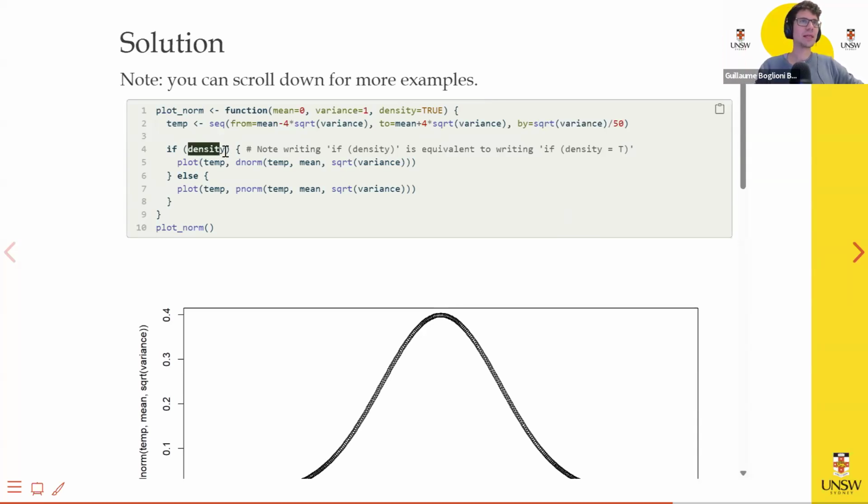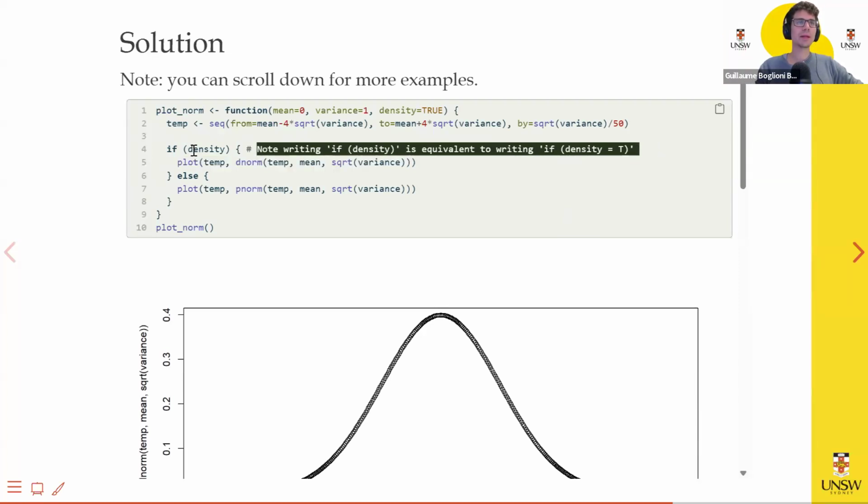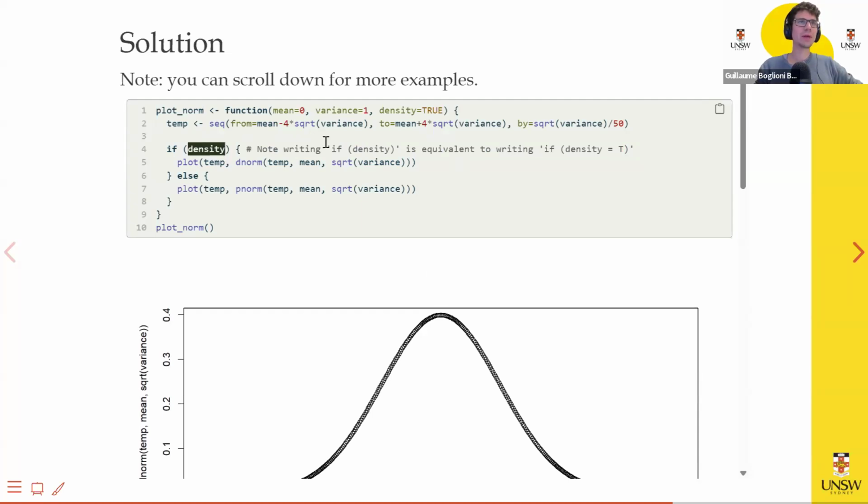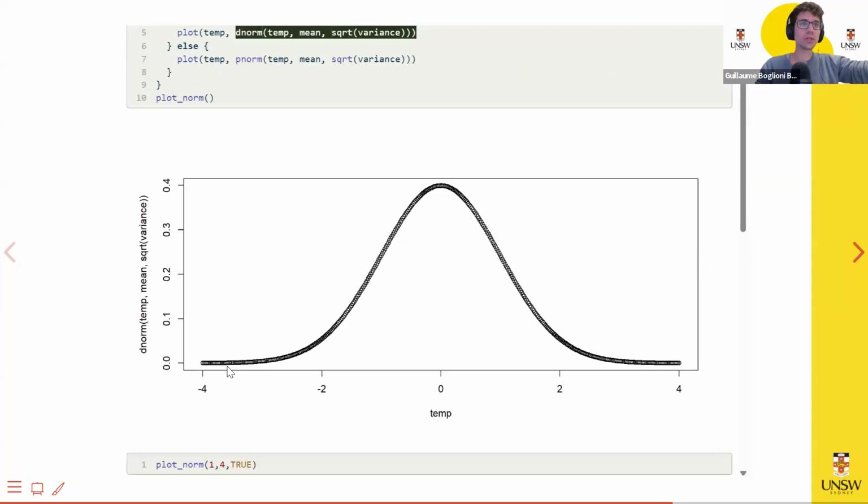And then if density, now here, this works because density is already a true or false, right? So if density is the same thing as saying if density equals true, just a bit of a shortcut. Because density is already a true false, it works. If density is true, then do this. And again, this is the use of plot, but very simple use. There's many ways you can use the function plot, but for now, it's just a scatter plot. So literally here, this is a vector of x values. This is a vector of y values, and the result will be the scatter plot of all those pairs of points.